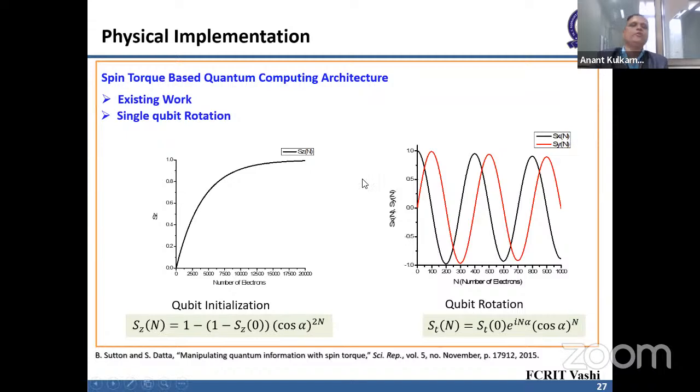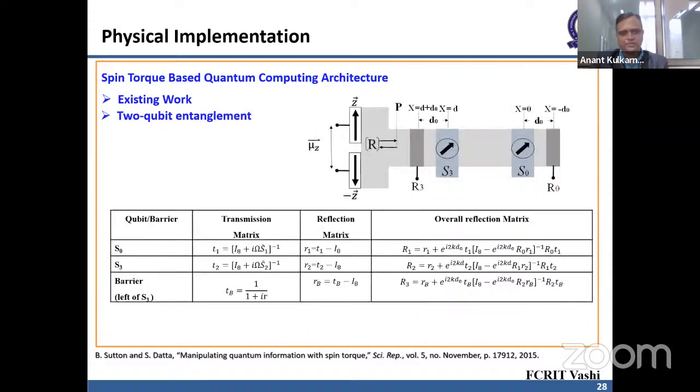When we talk about the rotation, we need to talk about 0 to 2 pi. So if you look at the rotation of a state which was earlier along the z-axis, it can be rotated around the x-axis and y-axis. That is shown here. Qubit initialization is the first figure. Second is the qubit rotation or qubit manipulation. The third is two-qubit entanglement.